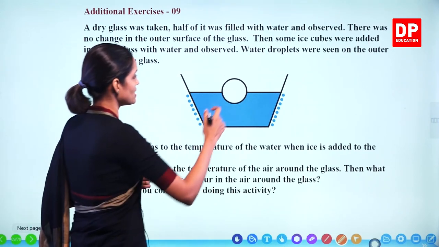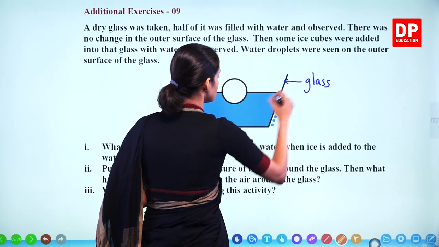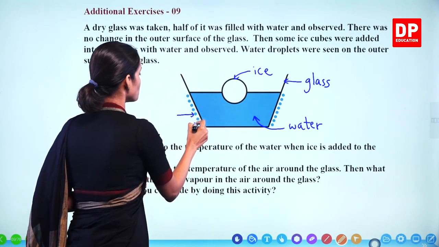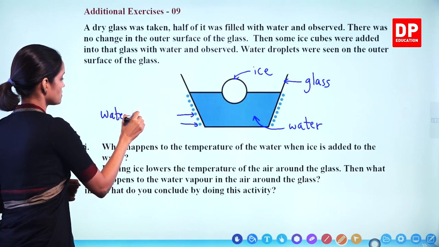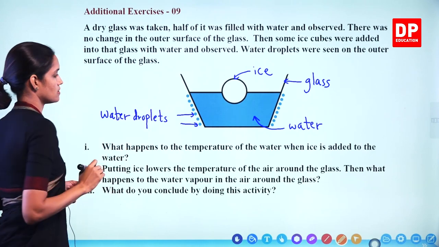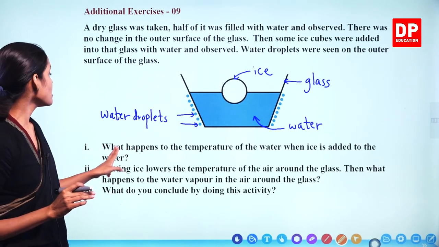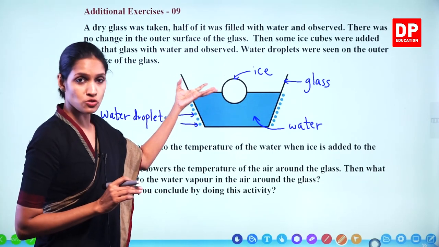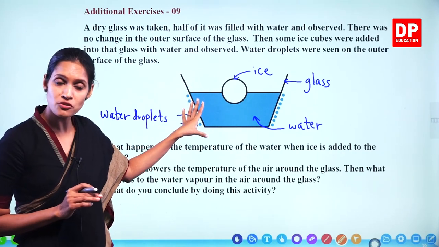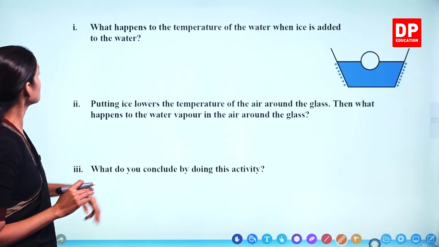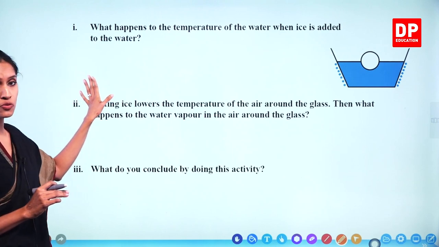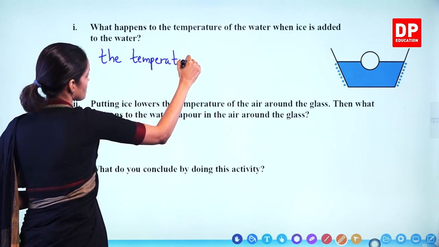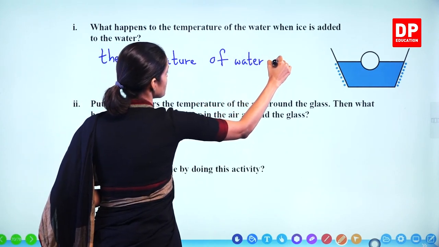I hope so. First of all, we will label this. This is the glass and water, ice and water droplets outside. So you remember we did the same experiment. What happens to the temperature of the water when ice is added to the water? Earlier it was at normal temperature, but when you add ice, the temperature reduces. We will write that: the temperature of water reduces.